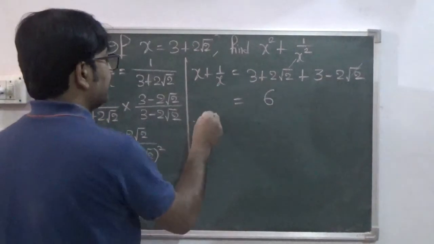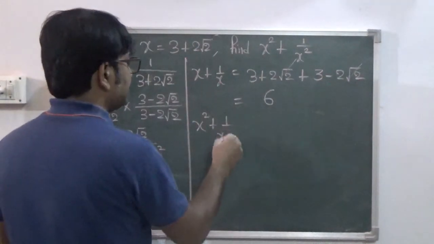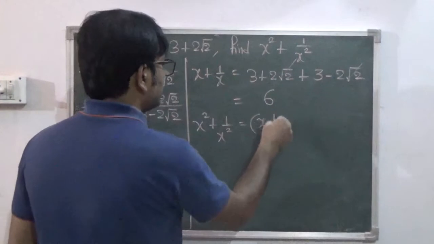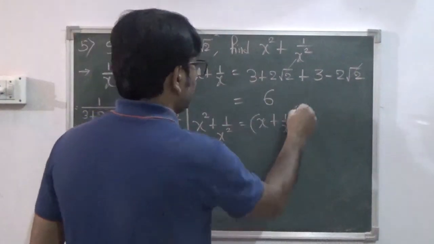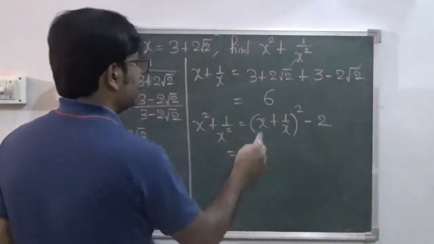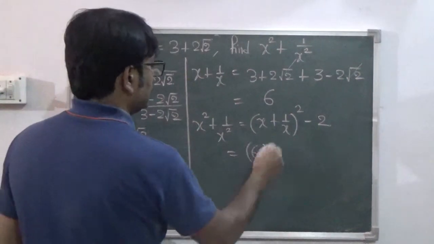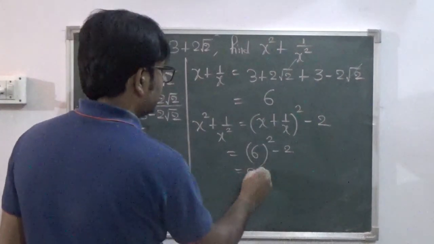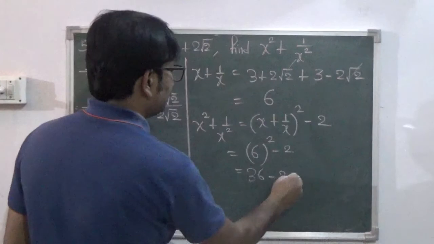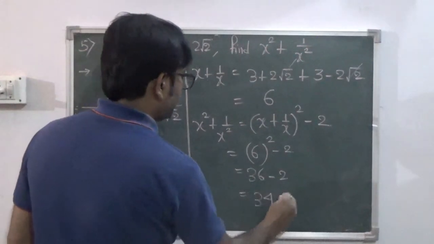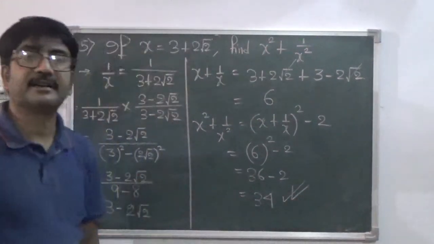So already I think you know this. This is equal to x plus 1 by x whole square minus 2. So what is x plus 1 by x? It is 6. So 6 square minus 2, that is 36 minus 2, and that is equal to 34. This is the final answer. Okay.